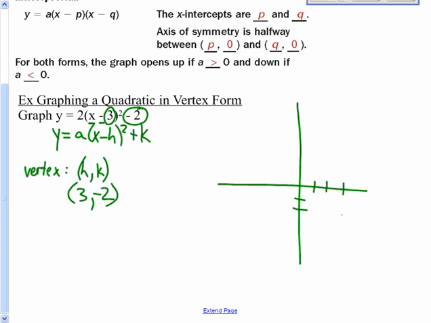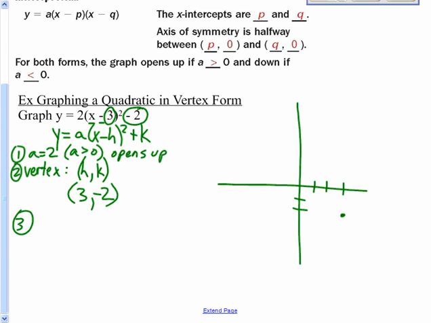3, negative 2. Okay. So number 1, we also know that a is 2, so it's positive. I should have wrote this. This opens up, right? Opens up. So from that point, this thing's going to open up. The vertex, so this will be our minimum here. You got this 3, negative 2.